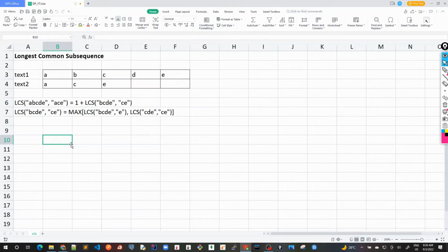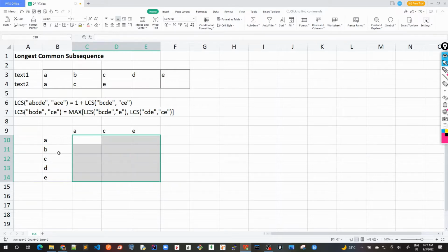Now let's solve this problem using the bottom up or the top down approach, the two recipes that we have for dynamic programming. For that, we will create a 2D array. So here in the rows, I will put text one as characters, and in the columns, it would be the text two: A, C, and E. Let me just highlight this, that here we are interested in this portion.